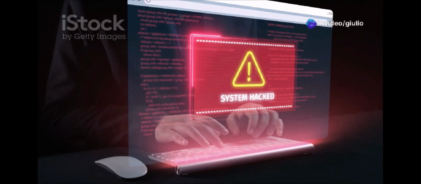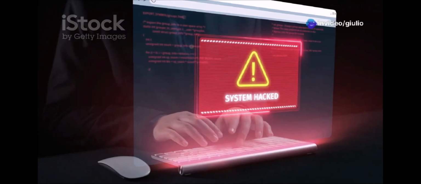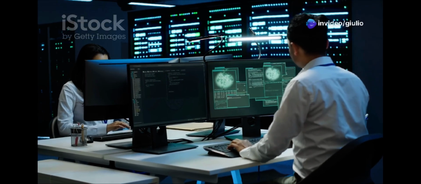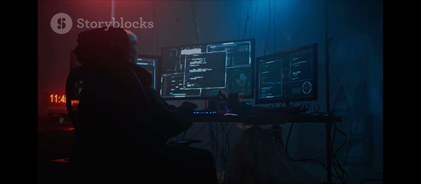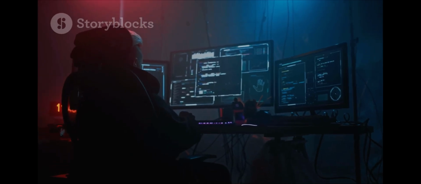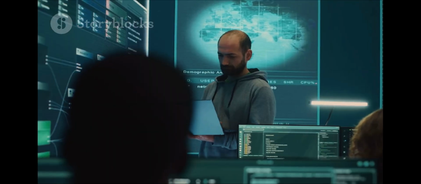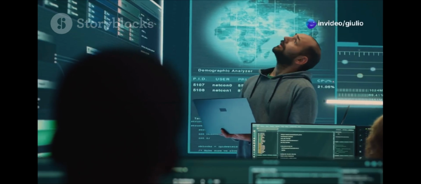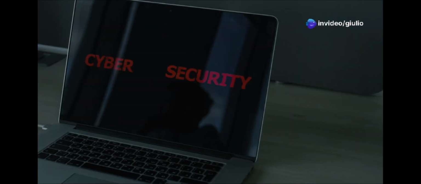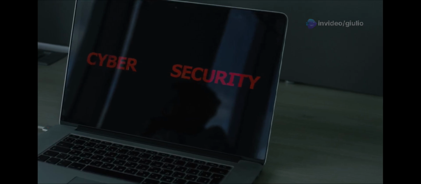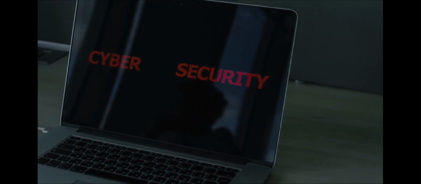Section 6. The importance of vigilance, staying one step ahead. In the ever-evolving landscape of cyber threats, vigilance is paramount. Hackers are constantly developing new techniques to exploit vulnerabilities. Staying informed about the latest threats and trends is crucial for maintaining a strong security posture. Regularly updating your knowledge of cybersecurity best practices is essential.